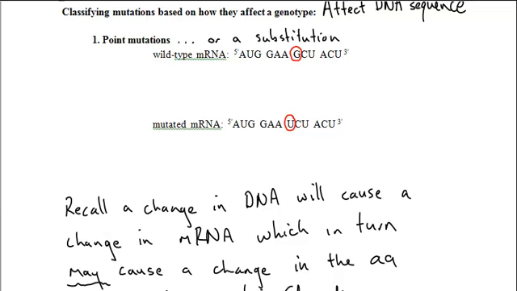So AUG, when we translate, we look it up on the codon table, is methionine. GAA, and I just have my codon table off to the side here. I haven't memorized these. Is glutamate, which is an E. GCU stands for an alanine, which is an A. And ACU stands for threonine, which is a T. I've chosen a word so it's a little easier to see the fact.